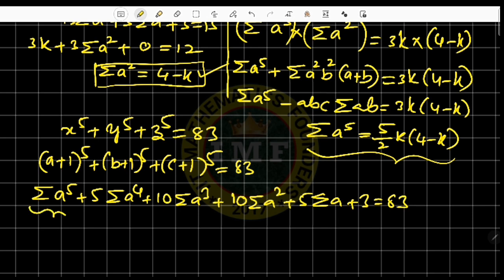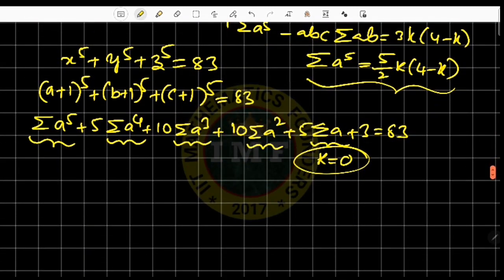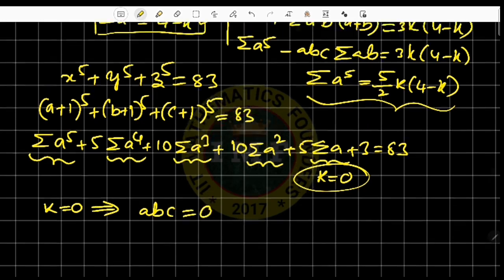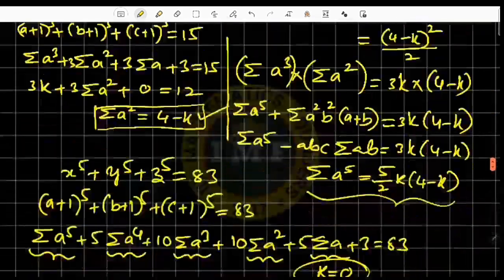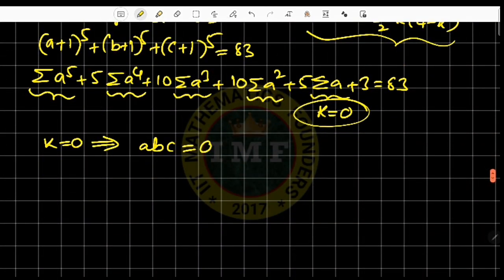You have the sigma a cube value, sigma a power 4 value, sigma a square, sigma a value, all the values. Substitute them and simplify, and you will get the value of k as 0. Then k equals 0 will give you abc equals 0, because here we are taking the abc value as k. Therefore k equals 0 gives abc equal to 0.